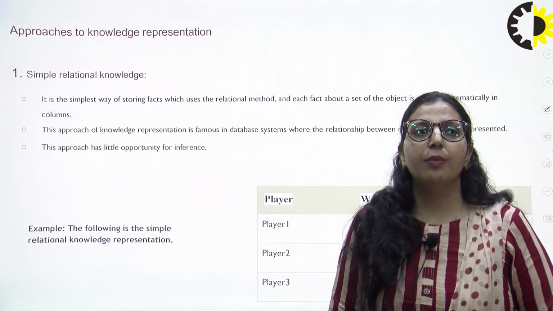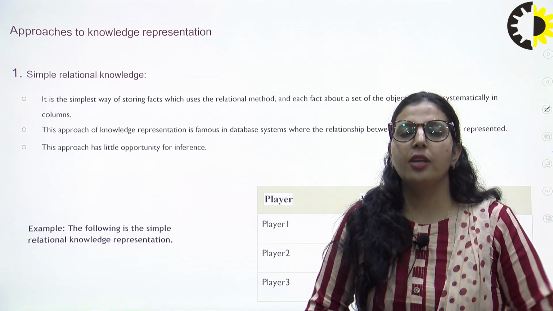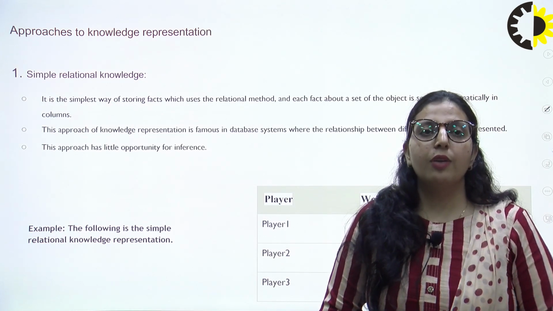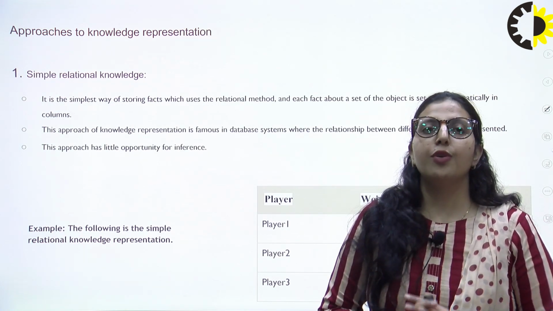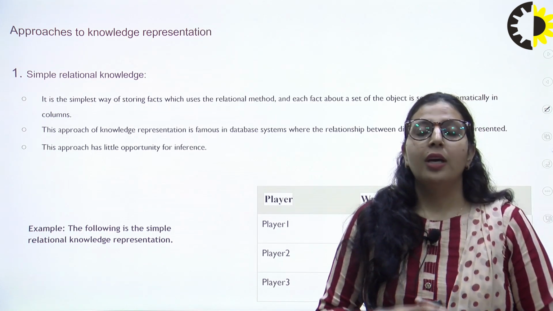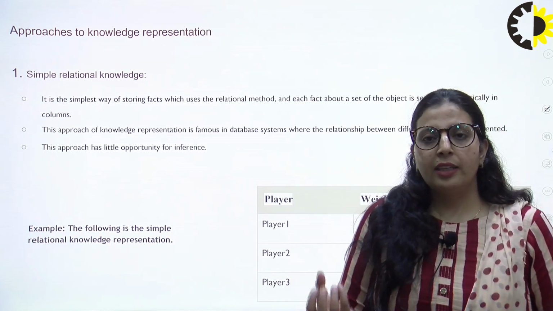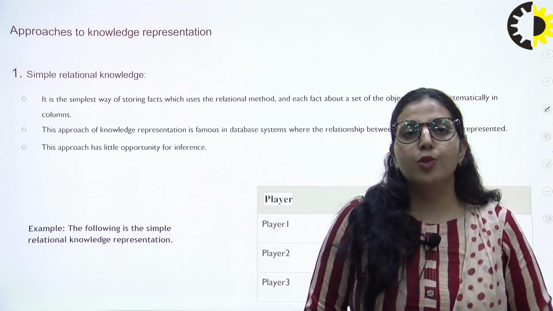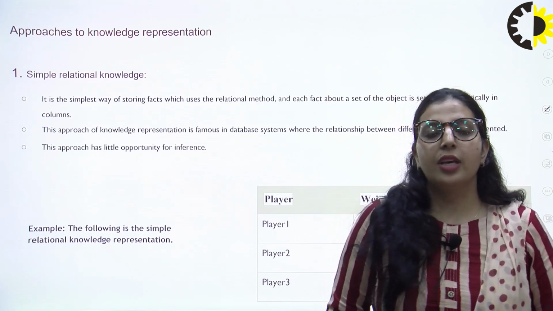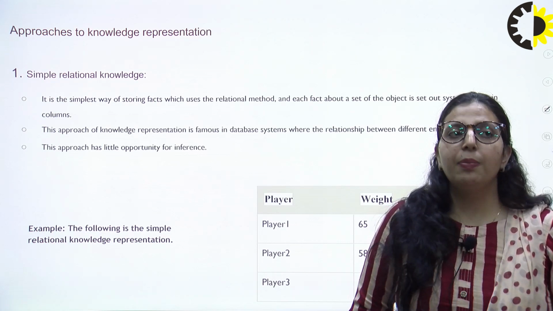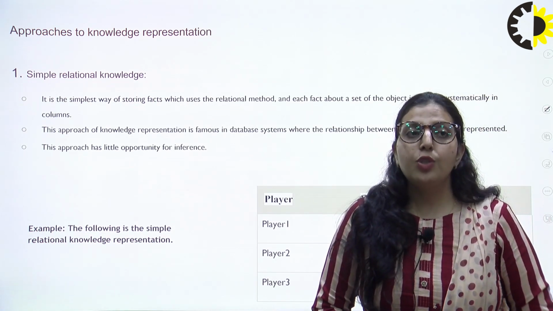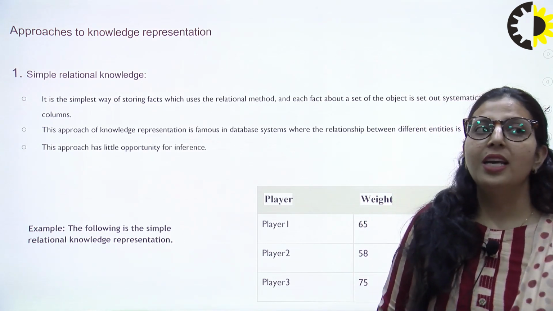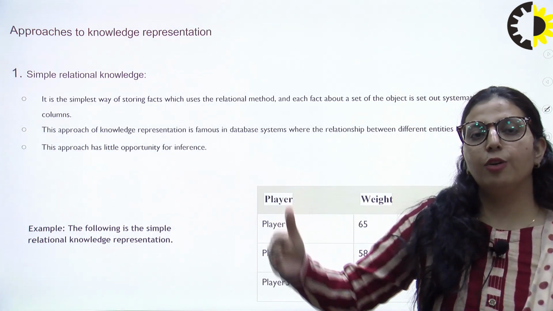So here are some of the approaches. The first approach is the simple relational approach of knowledge representation. The simple relational approach is one of the basic and the easiest approaches for storing facts about the relation that the object has with other entities. It is the simplest way of storing facts, which uses the relational method, and each fact about a set of objects is set out systematically in specified columns.